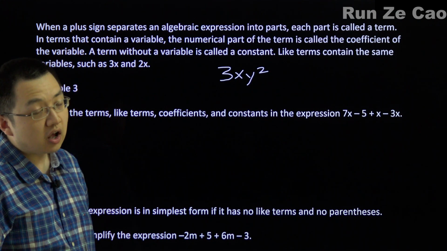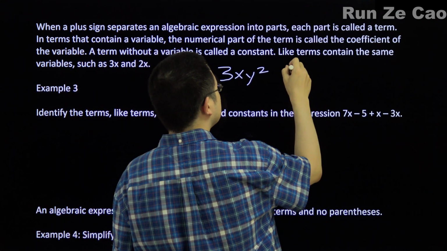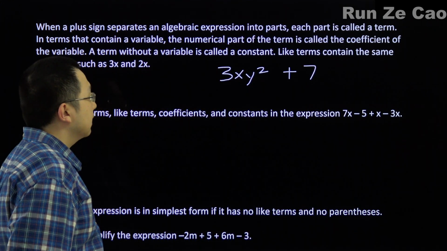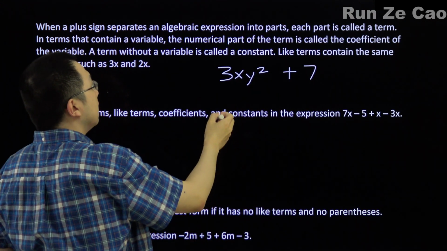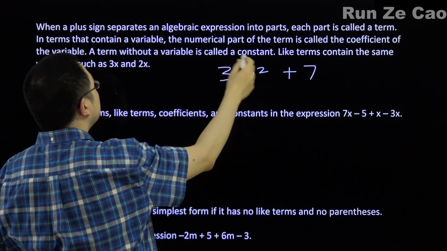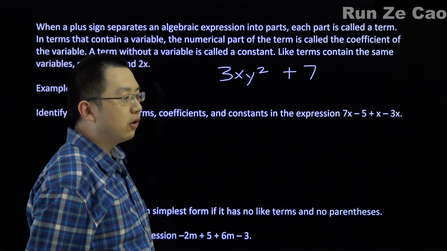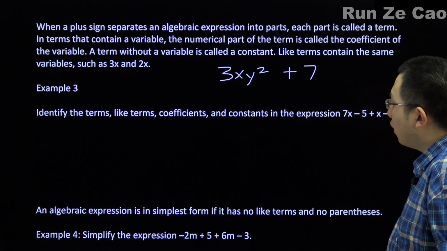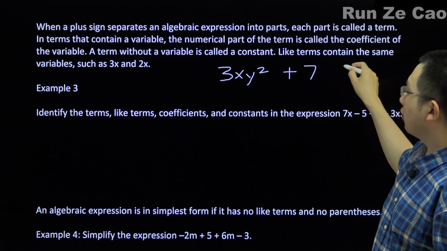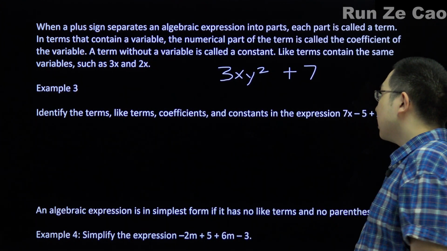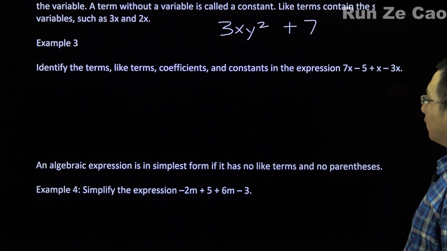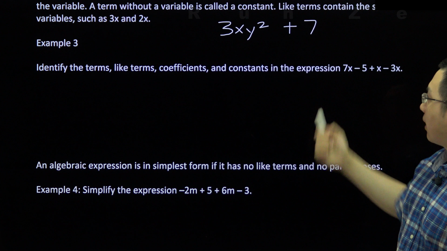The constant term is, we don't generally consider the constant term in an algebraic expression, like say plus 7, to be a coefficient, but we call it the constant term. The numerical part of terms that have variables is called the coefficient of the variable. And if there's no variables, in other words, all the variables are to the 0th power, i.e. are not multiplied in, that's a constant term. Like terms contain the same variables, such as 3x and 2x, or 3xy squared and 5xy squared.